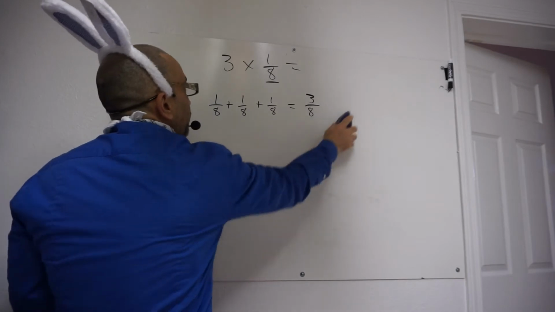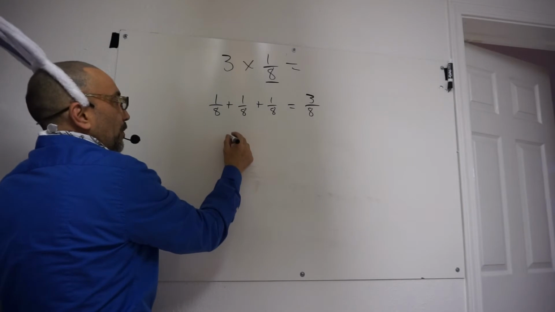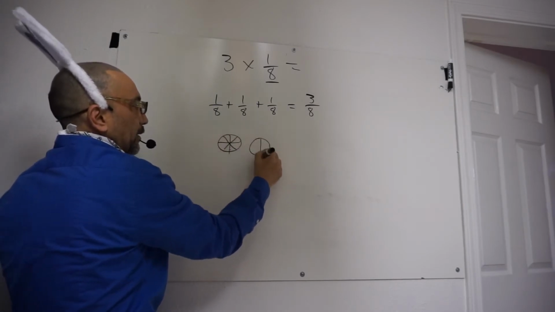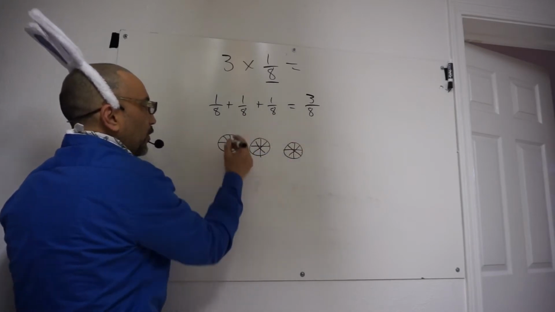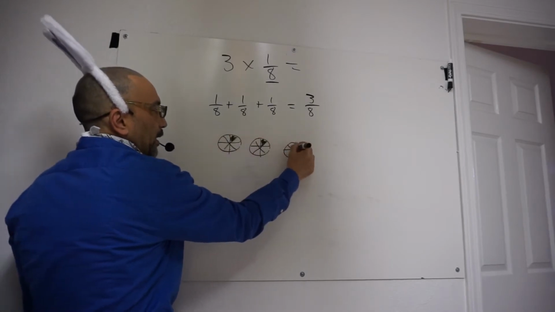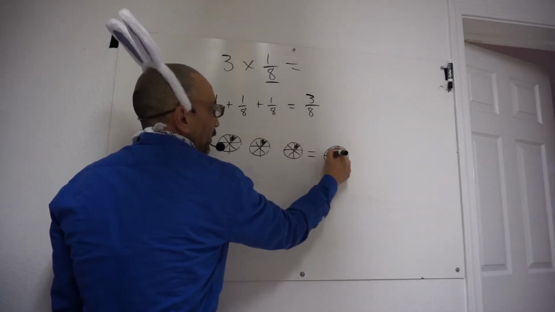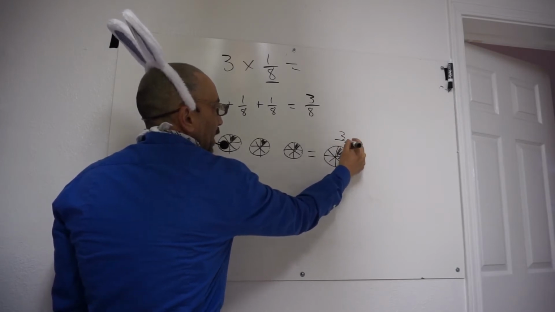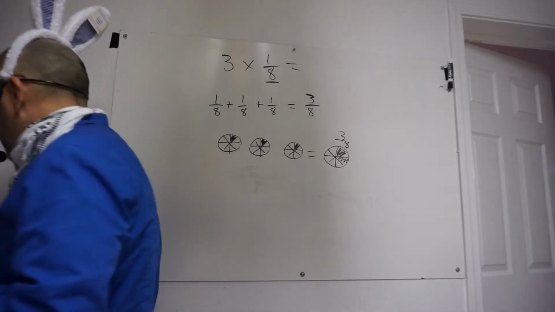And what it means in pizzas is we have a pizza cut in 8 slices. So we have 1/8 plus 1/8 plus 1/8 equals 1, 2, 3. 3/8 pizza. You got this? All right, so far, so easy.